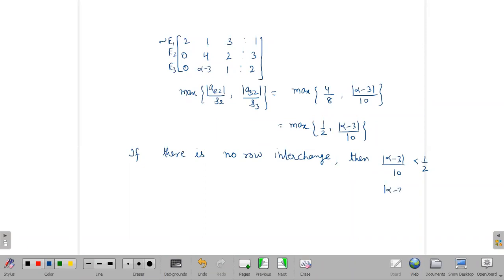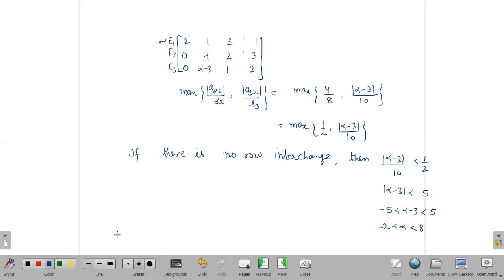So alpha minus 3 will be strictly less than 5. If you open the mod here, minus 5 less than alpha minus 3 less than 5. So alpha will be, if I add 3 to the three sides, negative 2 less than alpha less than 8. So if you take your alpha between minus 2 and 8, then the no interchange is not required.